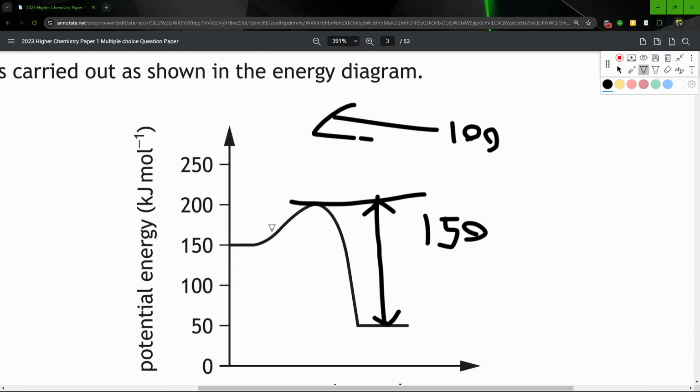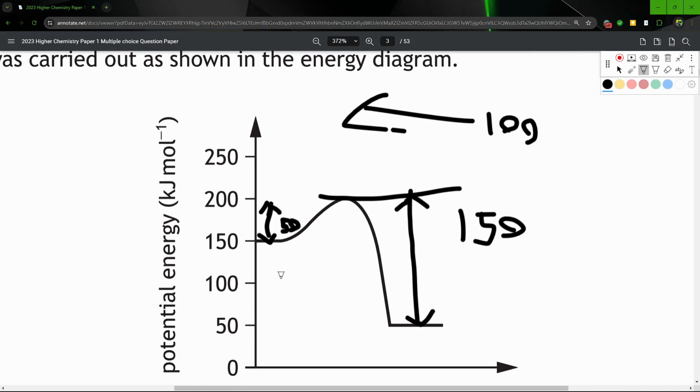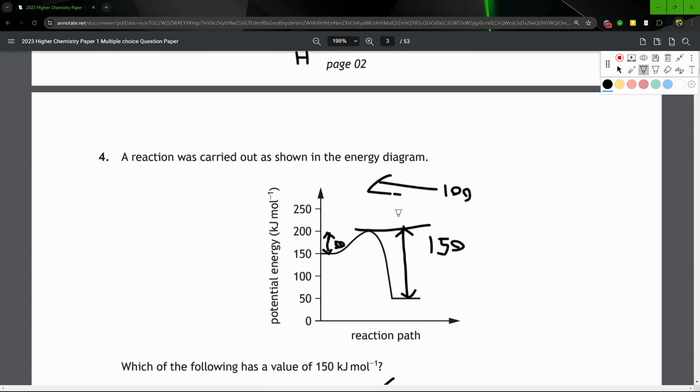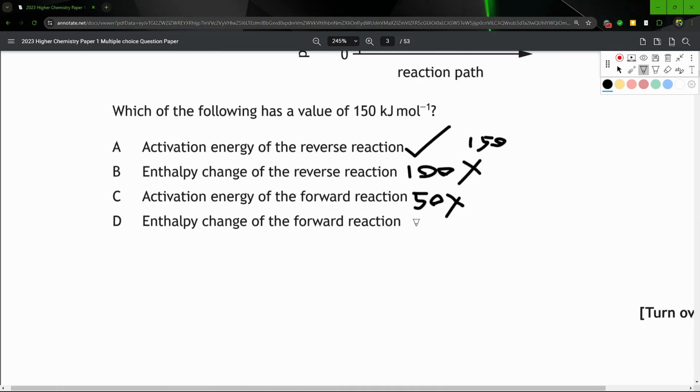Then we're going to have activation energy of the forward reaction again. So this is like going from here, and you want to go to this peak. So you're going from 50 to 200, which is of course 150. So 50 does not equal 150. And then enthalpy change of the forward reaction. That's this distance here again, 150 down to 50, which is another 100. So all of these do not equal 150, so we can be pretty sure it is going to be A.